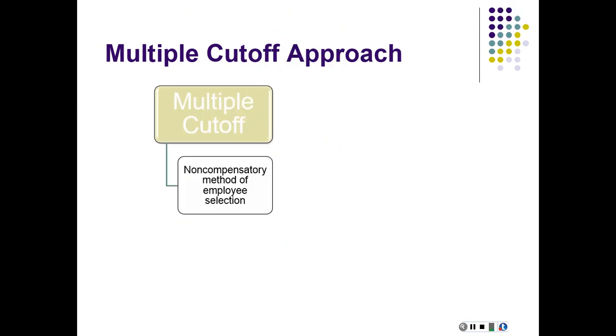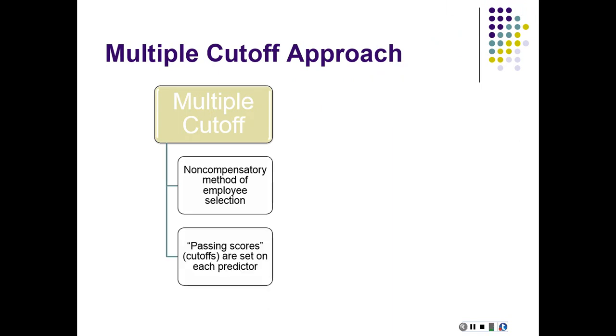All right, with the multiple cutoff approach, this is what they call a non-compensatory method of employee selection, where you're not going to be compensating for different characteristics that they may or may not have. If they have passing scores, they advance. So that's why it's called the multiple cutoff, because the passing scores are the cutoff points. So if you exceed that cutoff, then you are considered a successful applicant, somebody who'd be worth hiring.